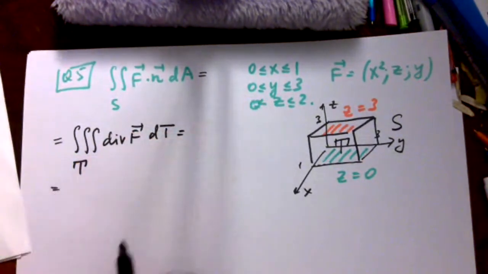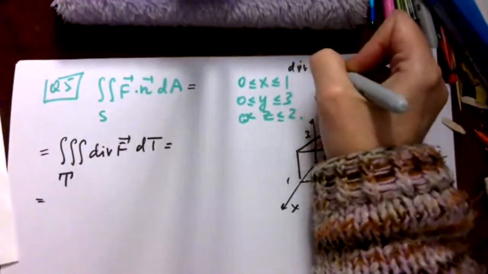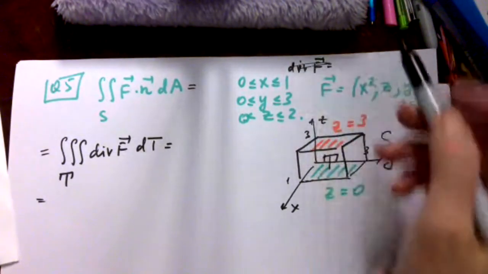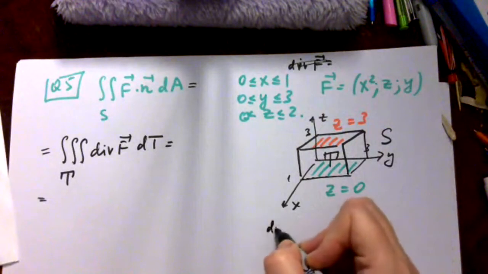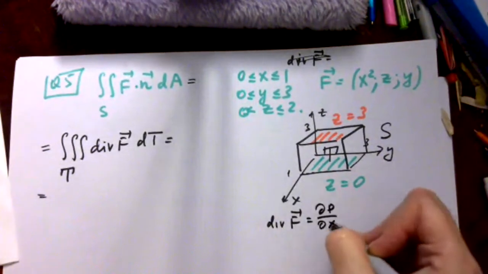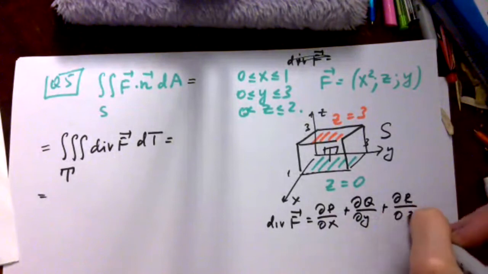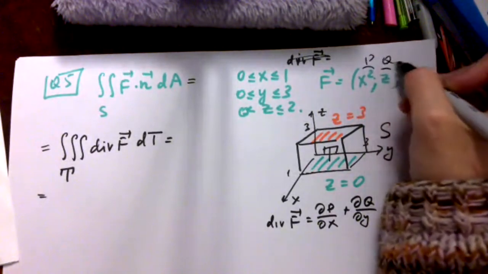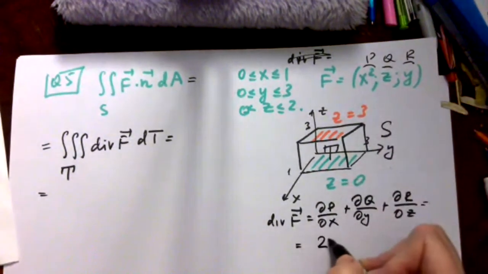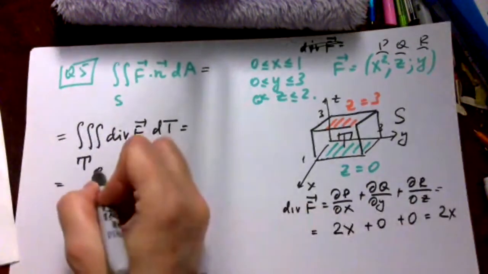So we need to calculate the divergence first. Let's calculate it somewhere here. So the divergence of our vector field F is what? Maybe it's better to write it somewhere here. The divergence of vector field F is determined by the formula dP over dx plus dQ over dy plus dR over dz, where P, Q, and R are components of our vector field. So let's calculate it. The first derivative is 2x, the second one is 0, and the third one is 0 as well. So our divergence is just 2x.